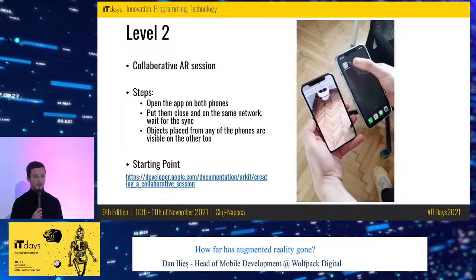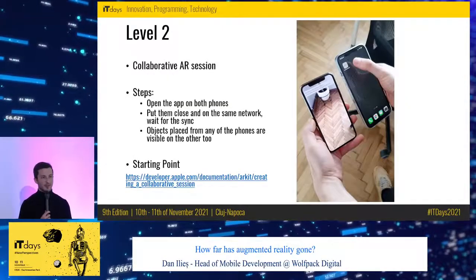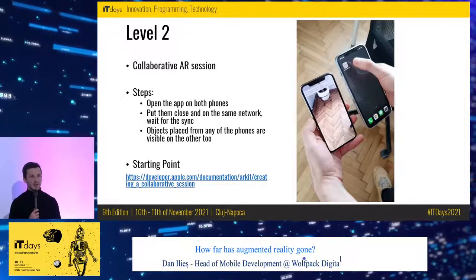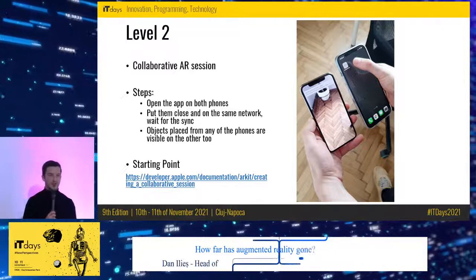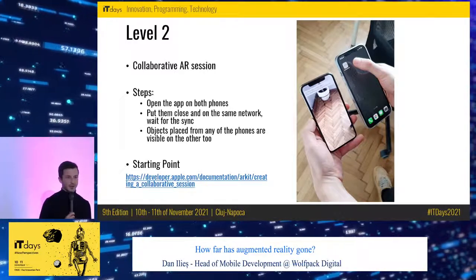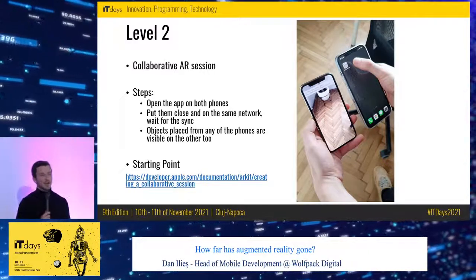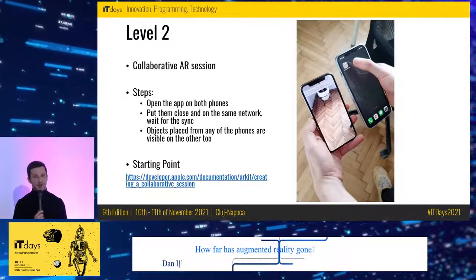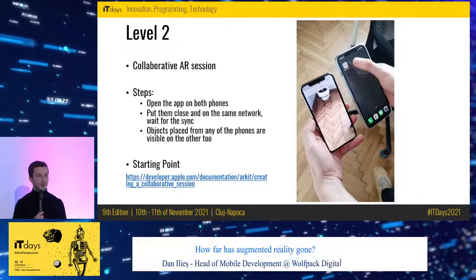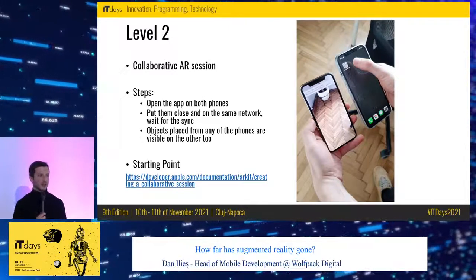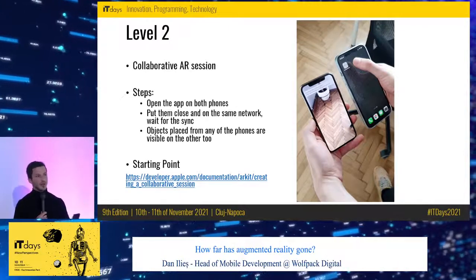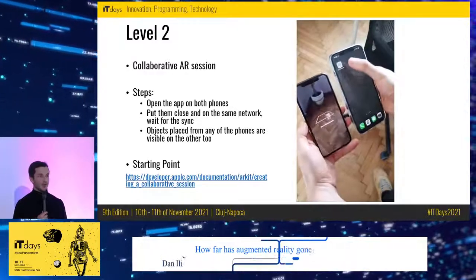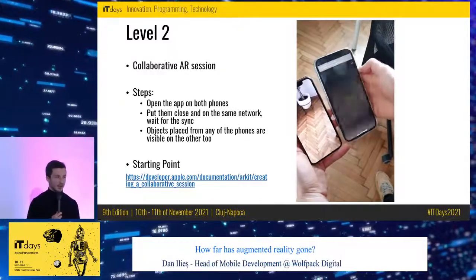All right, now after seeing this example, we can level up, and here at level 2 we have collaborative AR sessions. These were introduced in ARKit 2 in 2018. What can you do with them? You can see the same augmented reality environment from multiple phones at the same time. You just need to connect them to the same network and put them together to sync, and you can see the same virtual objects no matter from what phone you place them.